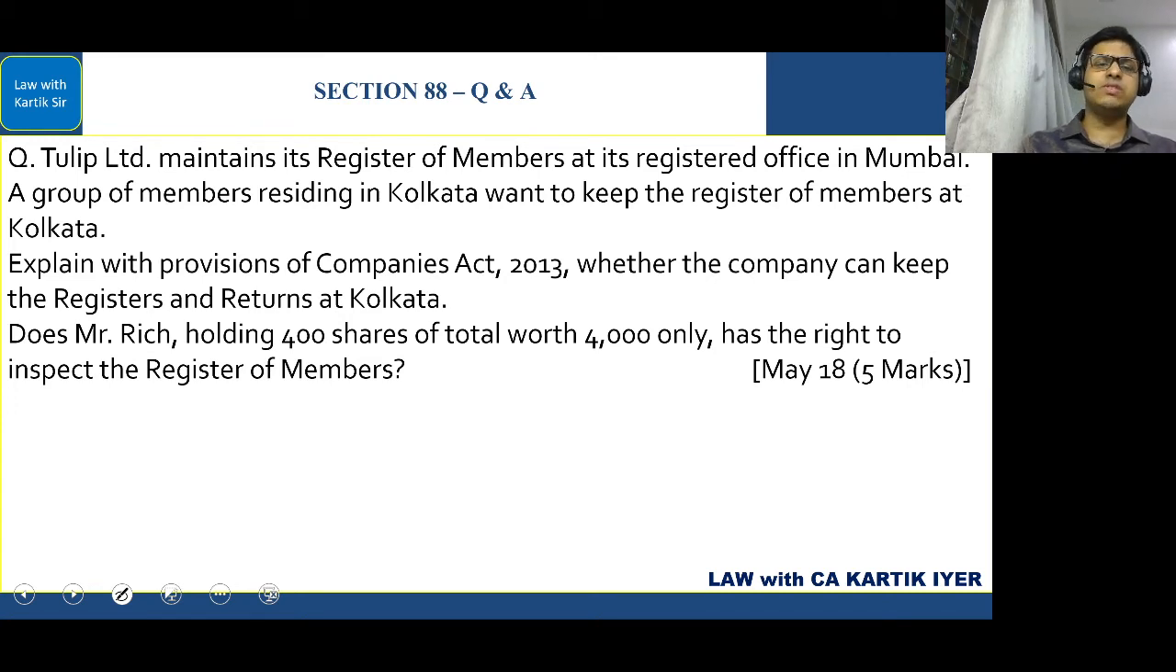Okay. So this question is divided into 2 sections actually. Section 88 definitely is there. Along with that, there is section number 90. There is section number 94 also. Okay, section number 94 is also there. That is place of keeping and inspection of the registers, returns, etc. Now let's see this part very carefully.